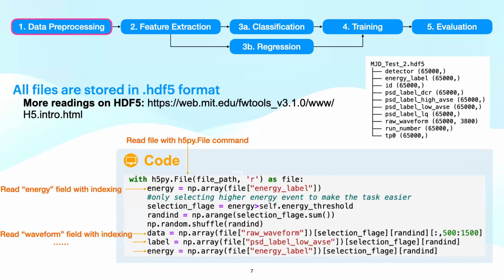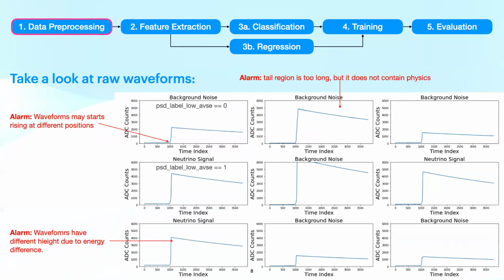Okay, great. So the second alarm is that waveforms may start rising from different positions. That may cause some problem to our model. Luckily, it's not a problem in this data set because before I released it, I matched all the waveforms to start rising from the same location. But in a real experiment, if you are working on your own data, you need to think about this: do your waveforms all start rising from the same time indices? And if not, would that have an effect on your machine learning model?